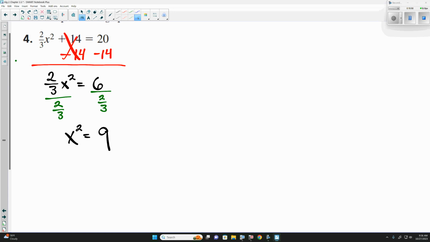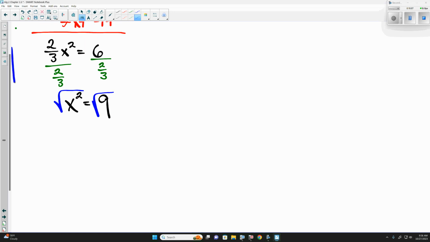Now, since the term being squared is by itself, we would square root both sides. Square root of x squared is x. Square root of 9 is 3. We are missing one thing. The plus or minus. Questions on any of this here?